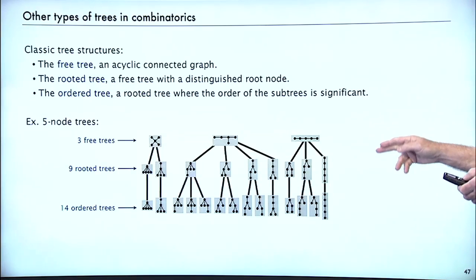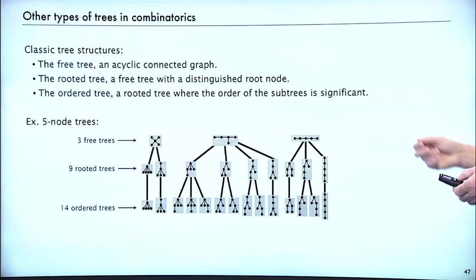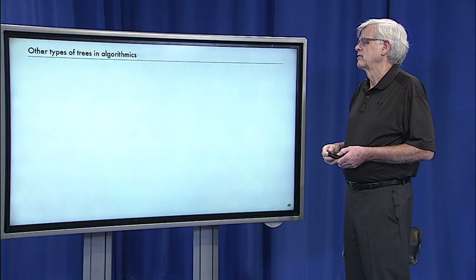Now, in this diagram, each one of these gives us a counting problem. So we'll see that people have solved this counting problem for these types of trees. And also, you can label them and treat them as labeled structures, and then have orders on the labels, and many other kinds of problems come up. And we'll examine plenty of those in analytic combinatorics. So stay tuned for part 2 of the course.